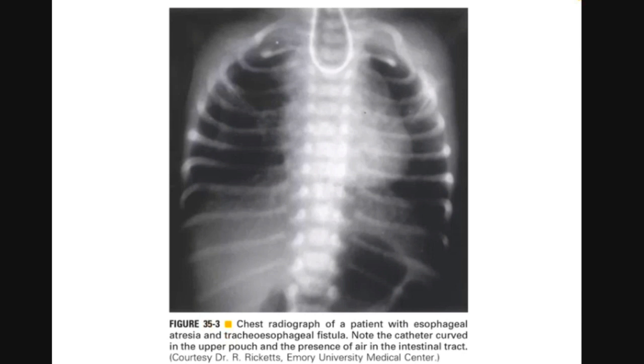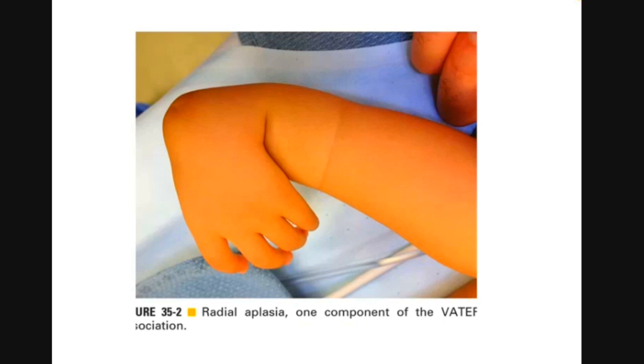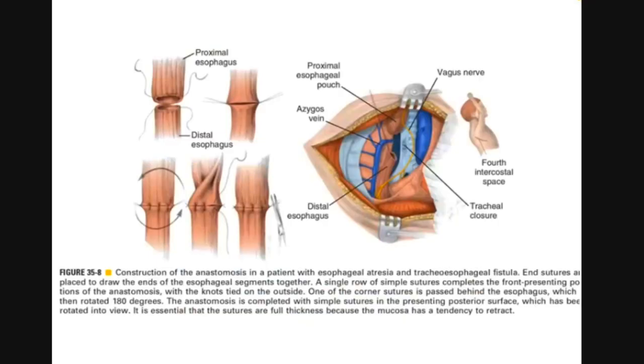If you see this, it means this is the common type. It is an A type. In the upper part the esophagus is a blind pouch, and the lower part of the esophagus communicates with the trachea. This is the most important one, and this is what we see in the anomalies of the lower limb of the baby and the upper limb. This is radial aplasia, what we call it.